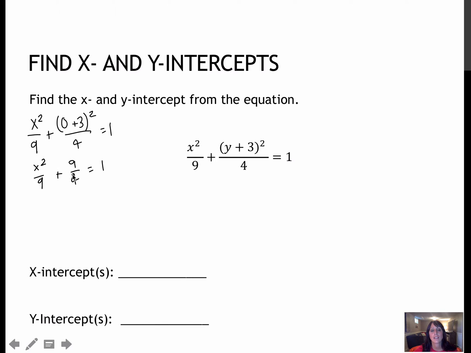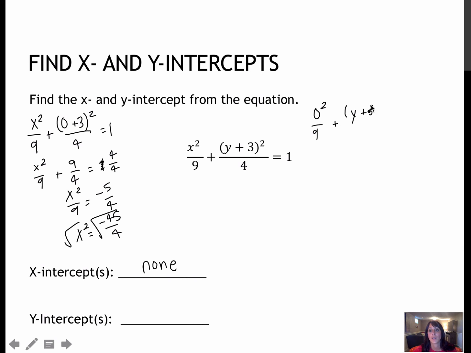I'm going to subtract 9/4 from each side, so on this side I'm really going to think about 1 as 4/4 because 4/4 is 1 whole. So subtracting 9/4 gives me -5/4. To get x squared by itself, I would multiply by 9 on each side, which gives me x squared equals -45/4. And I can see very clearly from this point that I'm taking the square root of a negative, which means I'm not going to continue any further because that's going to be an imaginary number, so there will be no x-intercepts.